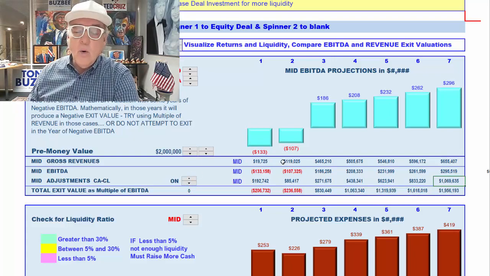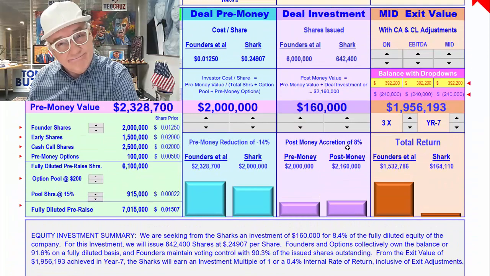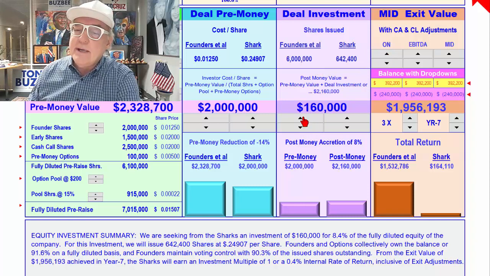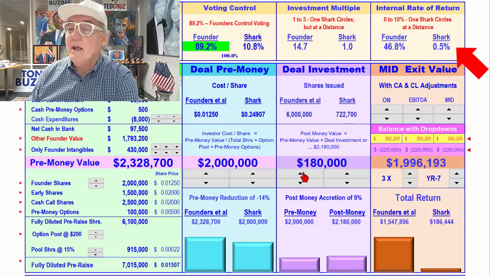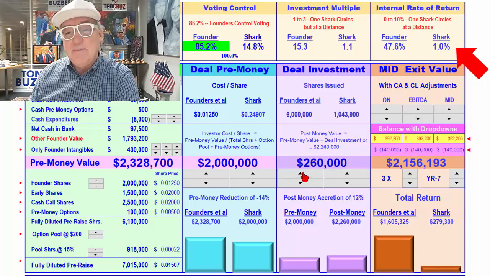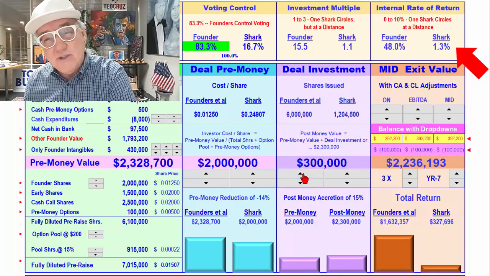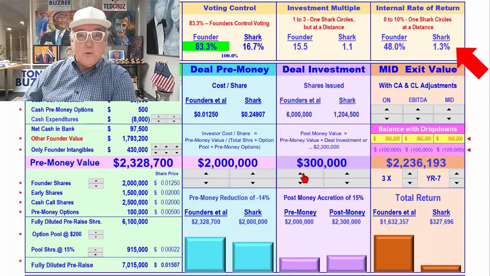All right, we're going to go back up here and I want to show you something that is counterintuitive. We've just put the on. We're going to now increase the amount of money that we need. And I want you to watch what happens to our internal rate of return for the Sharks. It actually gets bigger. Now, why in the heck are they getting a better rate of return by spending more money? I had to go back and look at this very carefully because it fooled me.